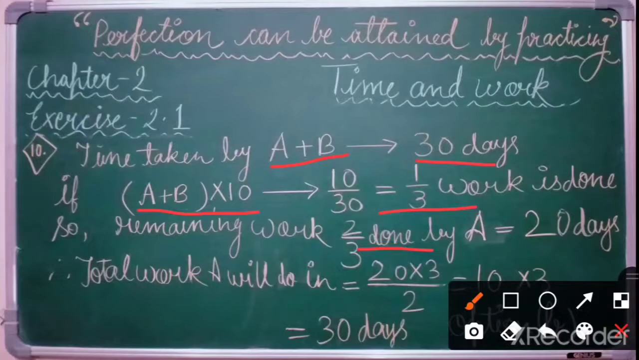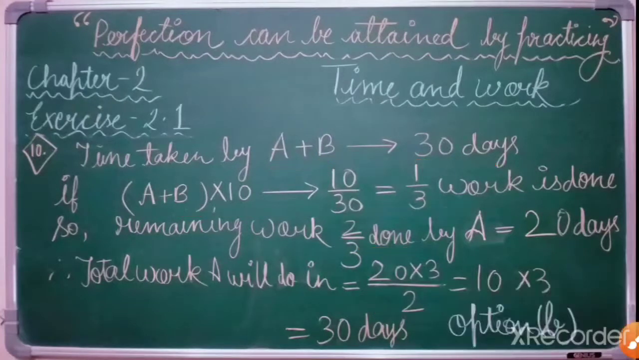That 2/3 work is done by A in 20 days. So you will write it as 20 multiplied by 3 divided by 2, which is nothing but 10 multiplied by 3, that is 30 days. So option B would be your correct answer. Now revise this scheme again, how we did this calculation and how we have applied the ideas here, and try to understand it better.